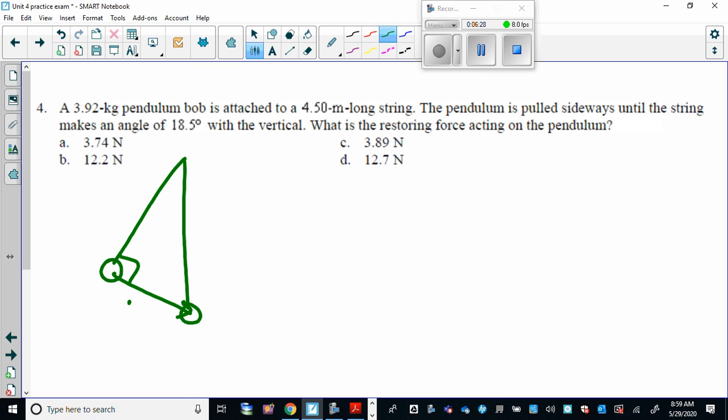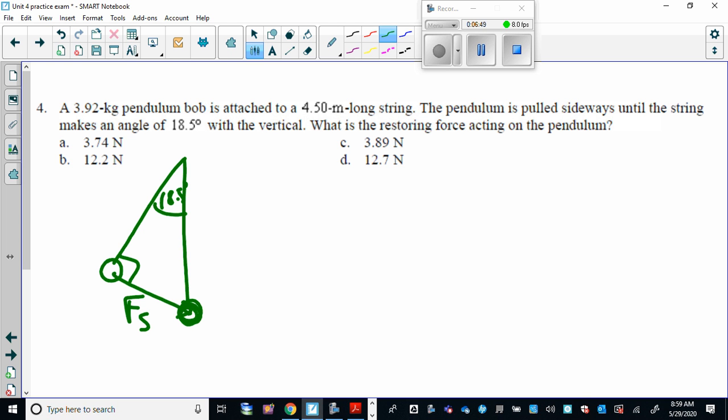This is the restoring force. So you pull the pendulum back. This is your 18.5 degrees. We want to know what the restoring force is. We're given two other pieces of information. One is the length of the string, and the other is the mass of the pendulum bob.